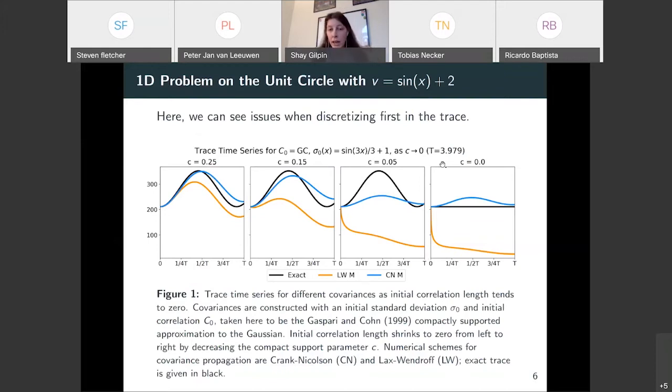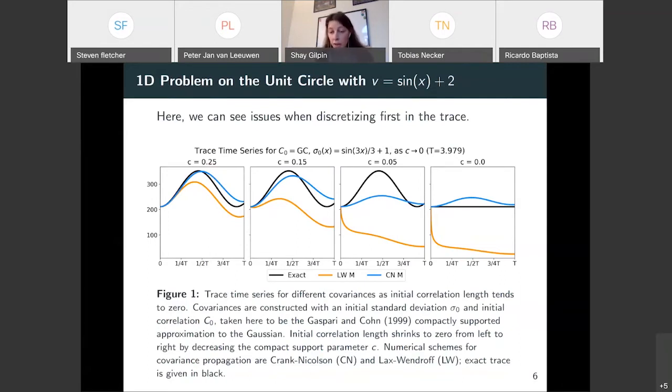What we're looking at in this figure is the trace time series, or the total variance, and how that evolves over time for 4 different initial covariances. On the x-axis here, we have time. On the y-axis, we have trace, or total variance. And each of these 4 panels corresponds to a different initial covariance we've propagated.